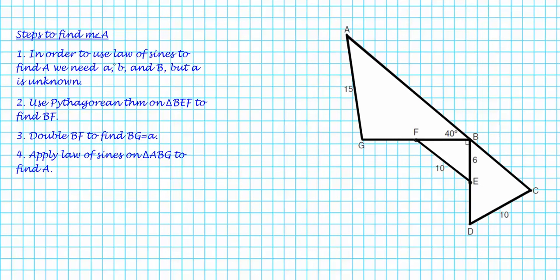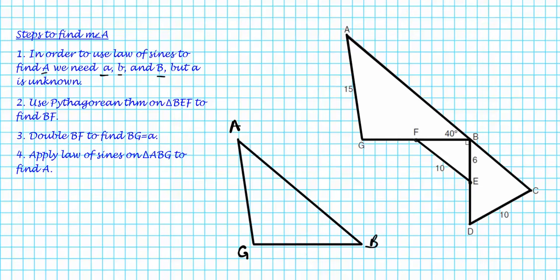In order to use the law of sines to find big A, we're going to need the big A and little a combination, and the little b and big B combination. So let me go ahead and extract this triangle ABG to the side here, and then we'll focus our attention on that as I go over the explanation. This is a copy of triangle ABG. If that's big A, I'm going to call this little a. If this is big B, I'm going to call this little b.